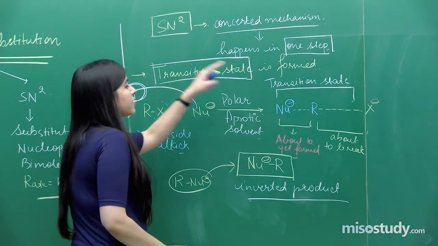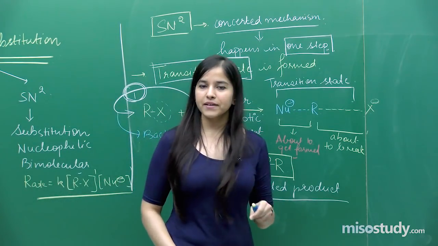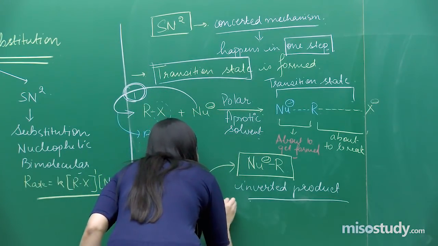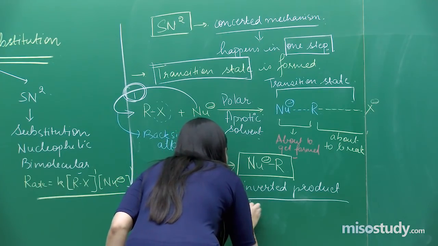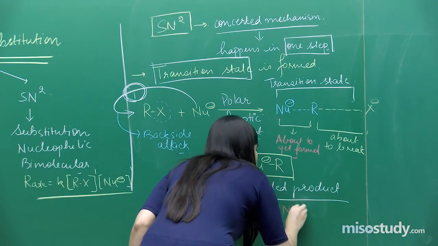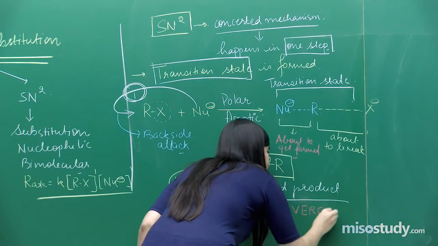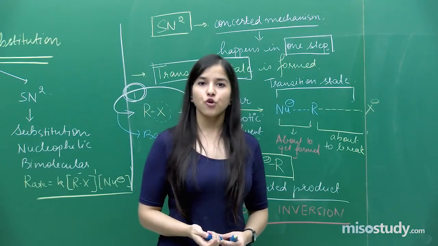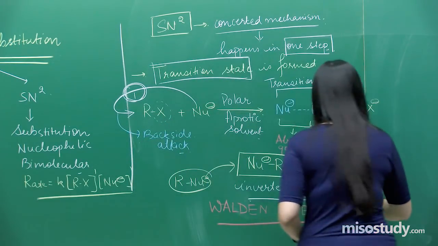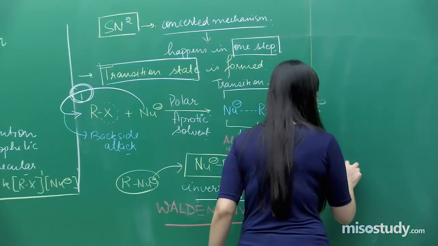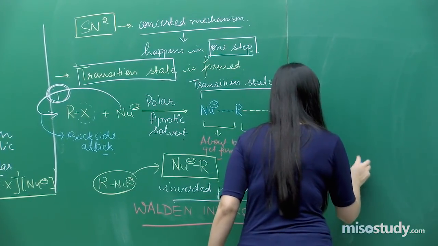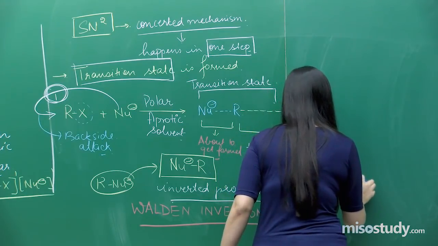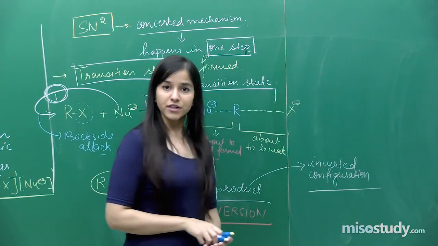That means this particular process is known as nothing but Walden inversion, right? So this is Walden inversion, accompanied by the inversion of configuration, right? So this inverted product also has inverted configuration. Now what is this inverted configuration?